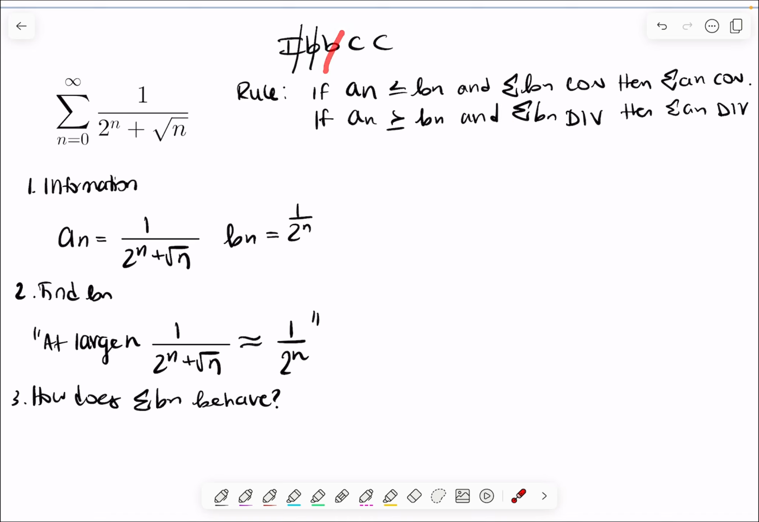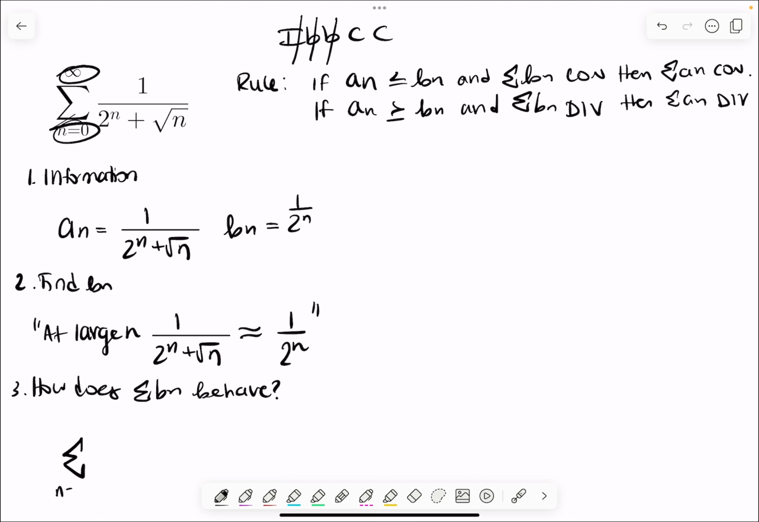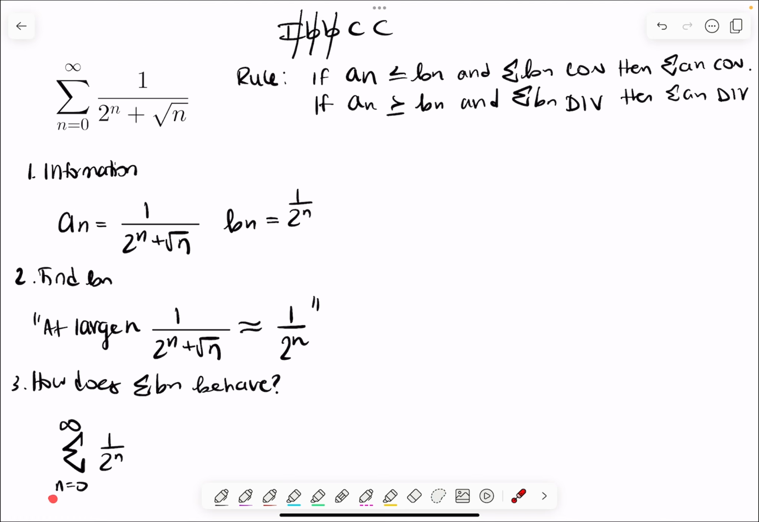So then the next b is, how does the series b of n behave? Not the sequence b of n, the series. Whatever you see here, you're going to copy down here, and then you're going to take your b of n and find if it converges or diverges. It's always going to be either the p-test or the geometric test that you're going to use here.